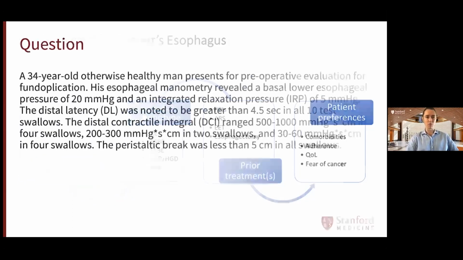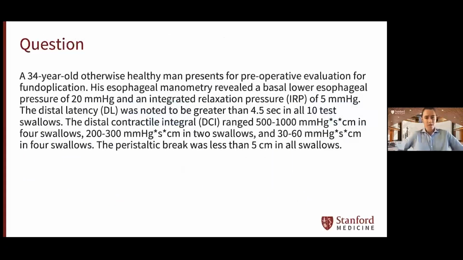Okay, so let's move on to the next question. This case is of a 34-year-old otherwise healthy man presenting for pre-op evaluation of fundoplication. His esophageal manometry revealed a basal lower esophageal pressure of 20 millimeters mercury and an integrated relaxation pressure, or IRP, of 5 millimeters mercury. The distal latency was noted to be greater than 4.5 seconds in all 10 test swallows.